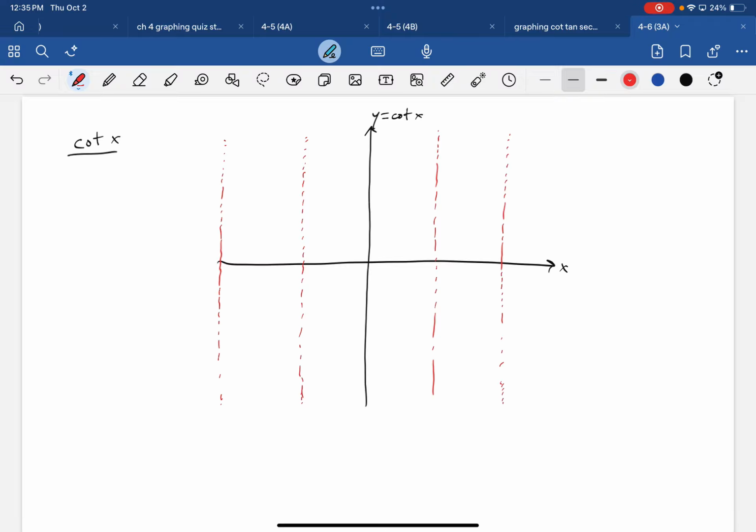So the vertical asymptotes are now at multiples of pi instead of odd multiples of pi over 2, like for tangent. So this is pi, and this is 2 pi, and this is minus pi, and this is minus 2 pi. And so cotangent is going to go in the opposite direction. It goes from top to bottom. So cotangent is actually the same as tangent, except with a flip and a shift.